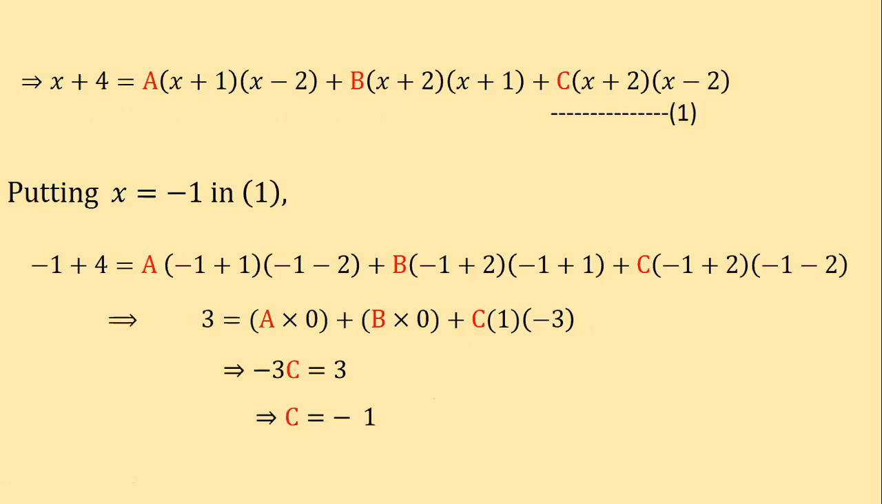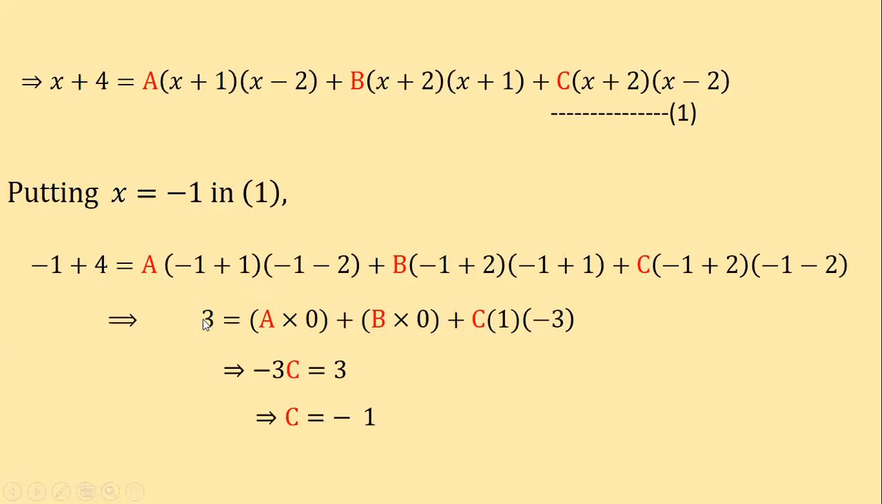Okay. Now the next one is x plus 4 is equal to, this is our equation. By putting x is equal to minus 1 in equation number 1. What I got by putting x is equal to minus 1: minus 1 plus 4 is equal to a into minus 1 plus 1 into minus 1 minus 2, plus b into minus 1 plus 2 into minus 1 plus 1, plus c into minus 1 plus 2 into minus 1 minus 2. Wherever x is there, you are replacing with minus 1.